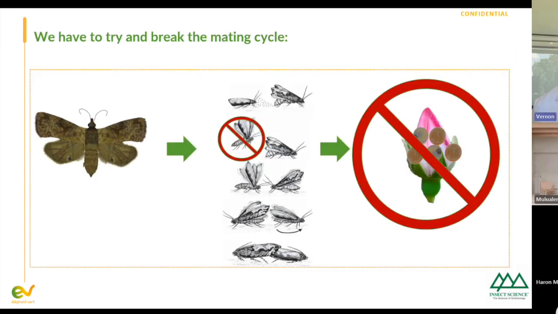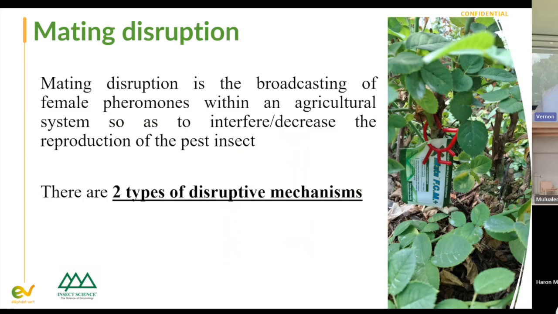Therefore, we will try at Insect Science to stop the male reaching the female. And if we can stop the male finding the female, we can stop her laying fertile eggs on the roses and stop their population. To do this, we use mating disruption, which is the broadcasting of the female pheromone within an agricultural landscape so as to decrease or interfere with the reproduction of the pest. Mating disruption can manifest in 2 main ways, which I'll go into in more detail.